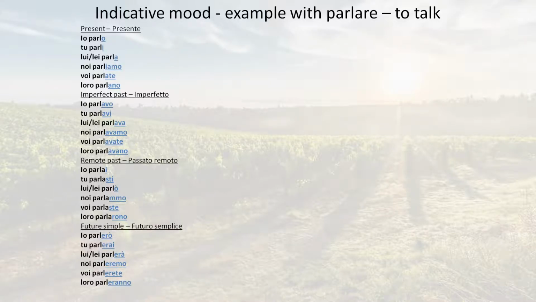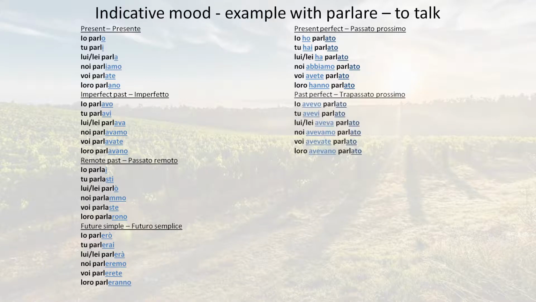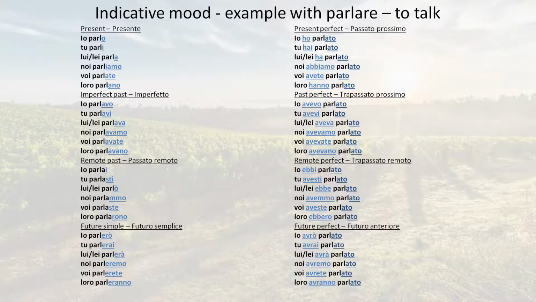And for the compound tenses, you have to remember all the forms of avere, to have. Present perfect, past perfect, remote perfect, and future perfect.